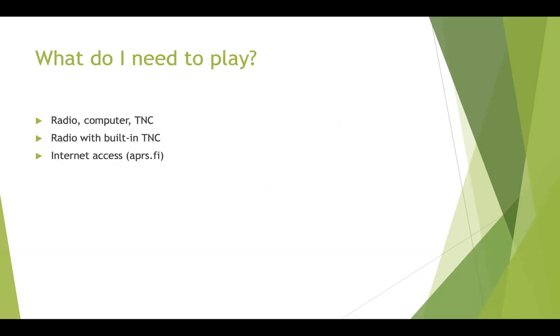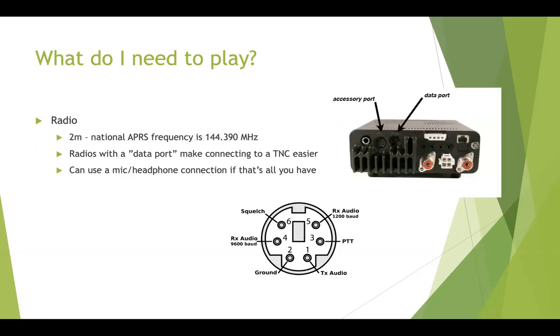So what do I need if I want to play APRS? Well, you need a radio, a computer, a terminal, a TNC, or you need a radio with a built-in TNC, or you need internet access and a website. And so we're going to talk about each of those. So for radios, you need a radio that'll do 2 meters, because the national APRS frequency is 144.39 megahertz, which is in the 2 meter band. So you want a radio that'll do 2 meters.